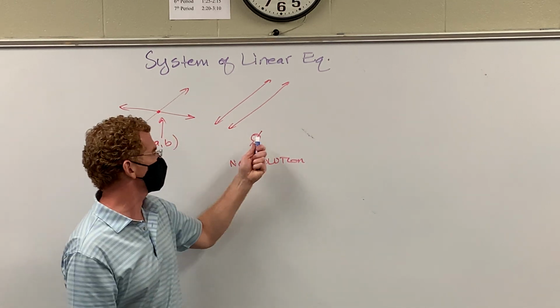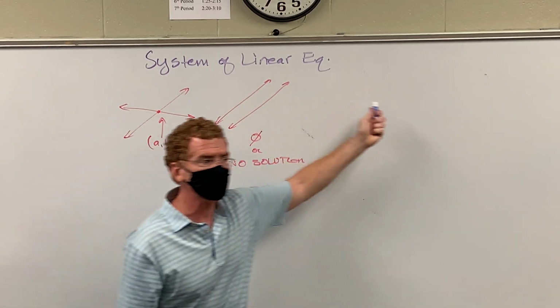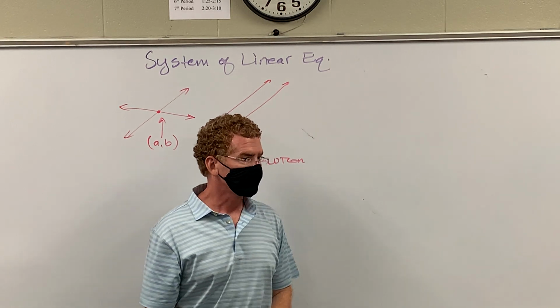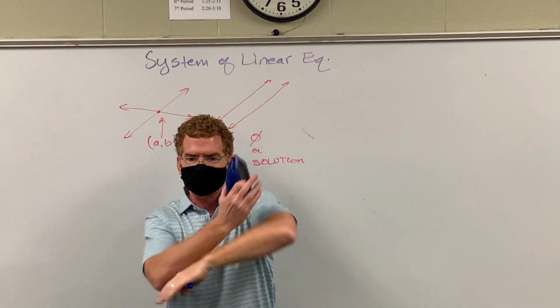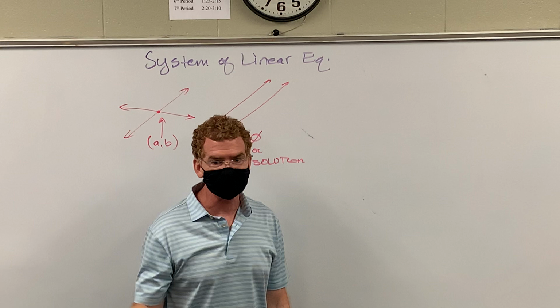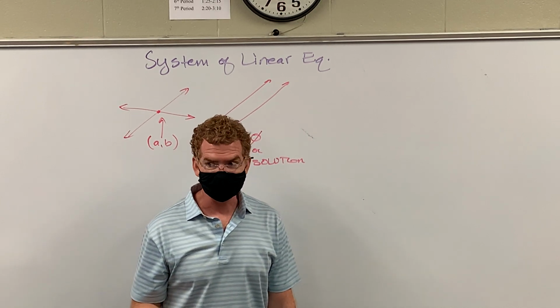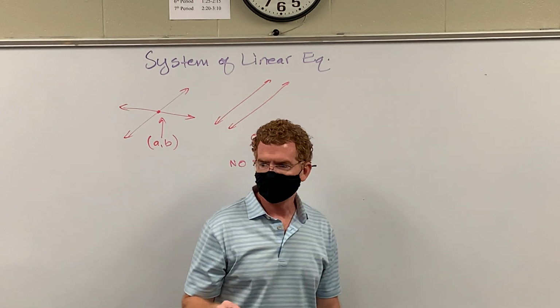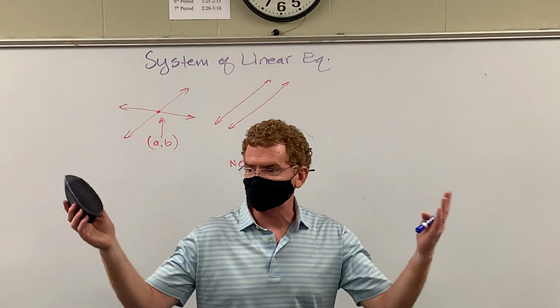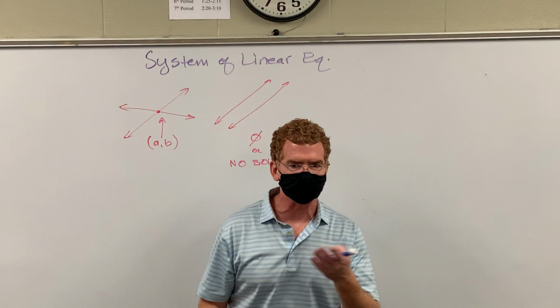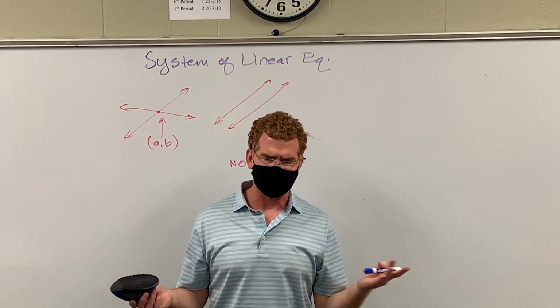But what do you think happens here when they're parallel, or here when they are right on top of each other? I'm not going to get x equals something. Guess what's going to happen? We've actually talked about this. All the variables are going to cancel, and you're going to get something like 5 equals 3. What do you think it means if you get 5 equals 3?